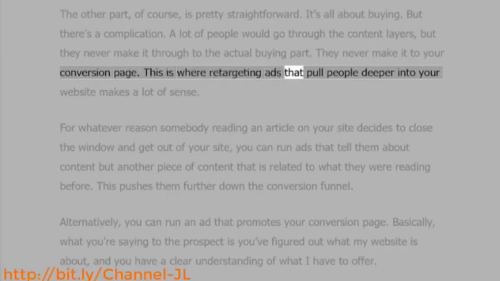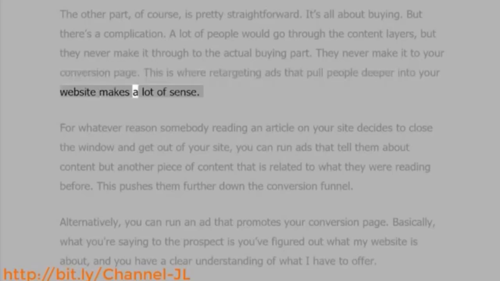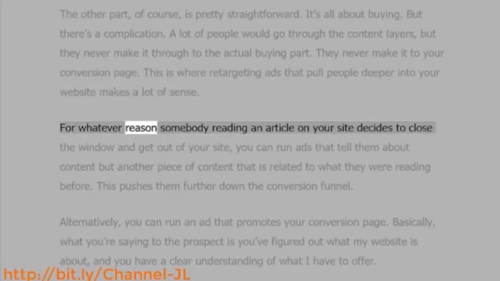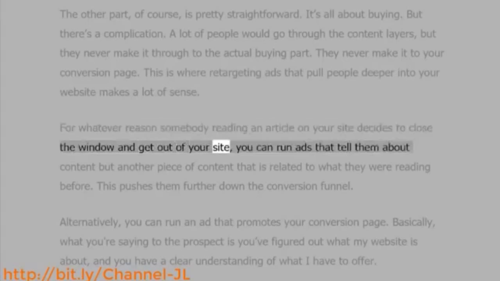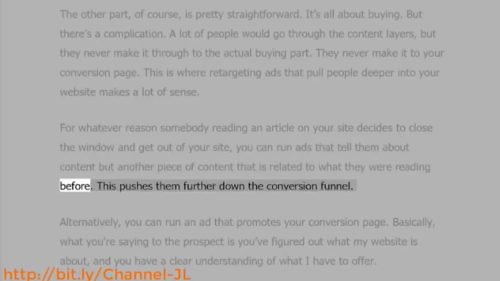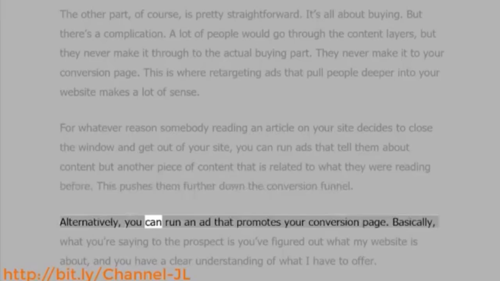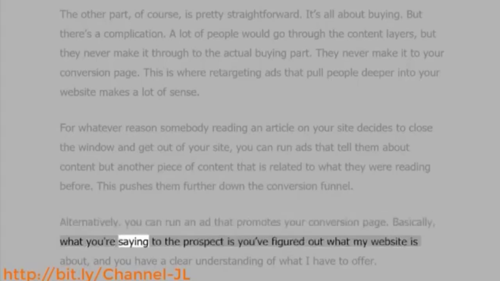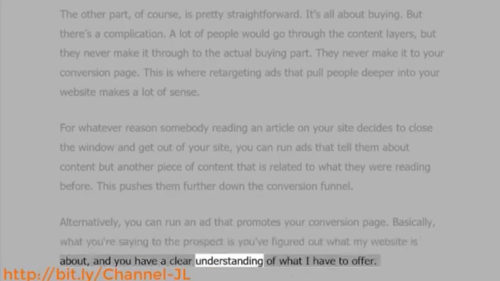This is where retargeting ads that pull people deeper into your website make a lot of sense. For whatever reason, somebody reading an article on your site decides to close the window and get out of your site. You can run ads that tell them about another piece of content that is related to what they were reading before. This pushes them further down the conversion funnel. Alternatively, you can run an ad that promotes your conversion page. Basically, what you're saying to the prospect is, you've figured out what my website is about, and you have a clear understanding of what I have to offer.